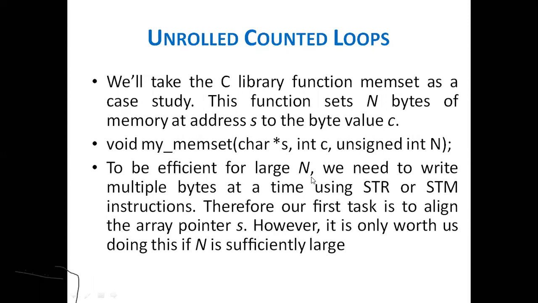To be efficient for large n, we need to write multiple bytes at a time using STR or STM instructions. Therefore, our first task is to align the pointer S. However, it is only worth doing this if n is sufficiently large. You're supposed to initialize the value of n in such a way that it is a multiple of some number, so that you can store multiple values into memory with instructions, where S is pointing to the beginning of the memory block. That is what unrolled counted loops are.